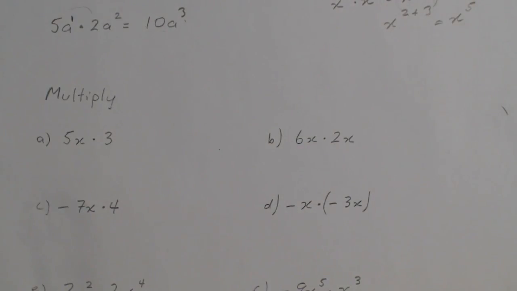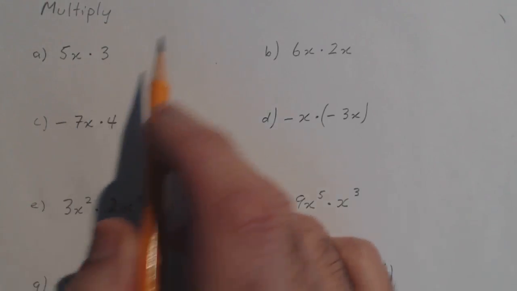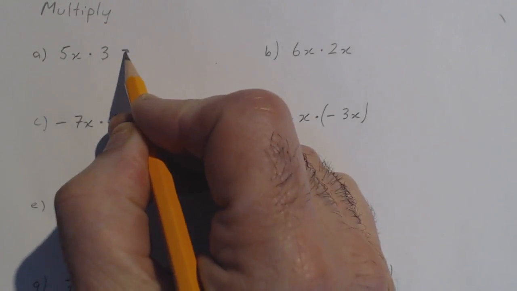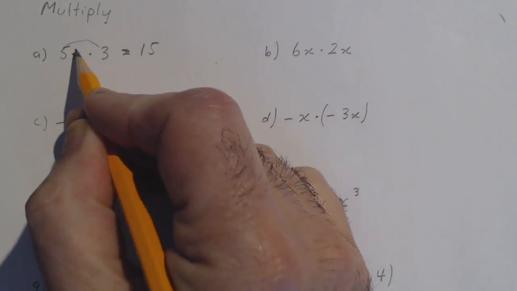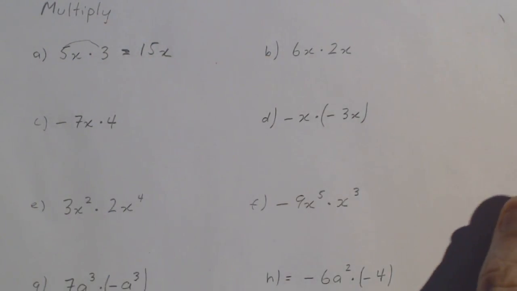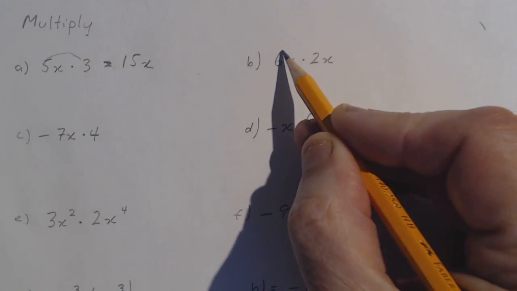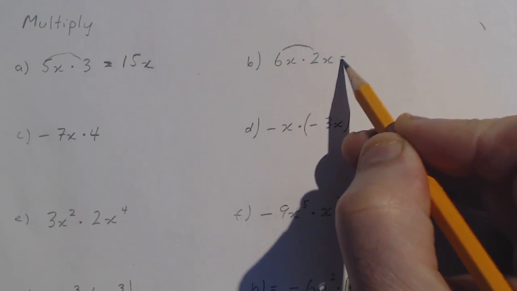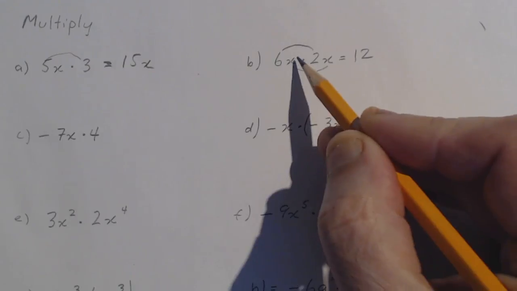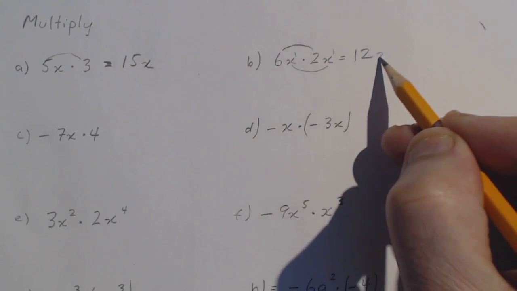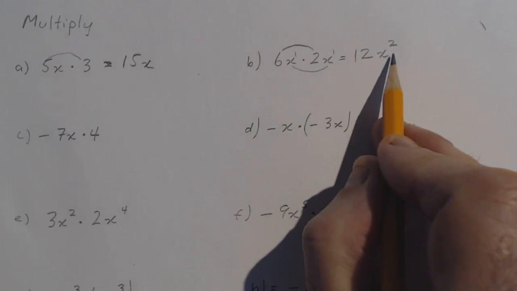So let's look at some more examples here. Multiply 5x times 3. We go 5 times 3 is 15. And we have an x there, 15x. Number B, 6x times 2x. So we multiply the two coefficients. 6 times 2 is 12. Multiply the two x's, both x to the power of 1. So it becomes x to the power of 2. 1 plus 1 gives 2.